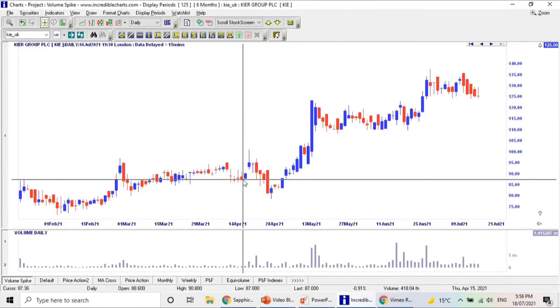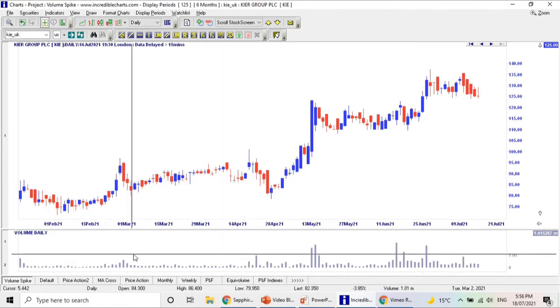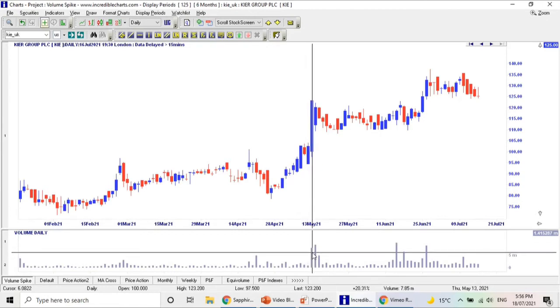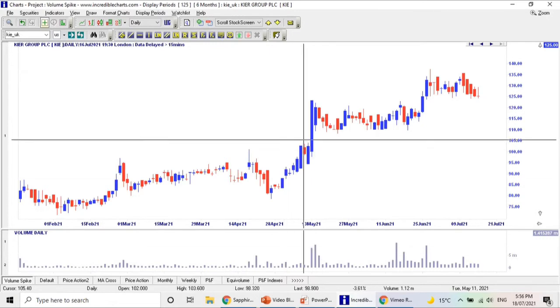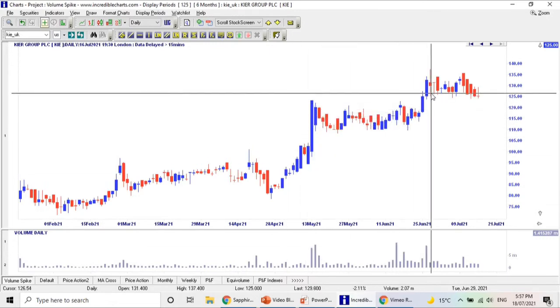So here is another interesting chart where the volume has generally been trading very low. Then all of a sudden there is a spike in the volume, and after the spike, two consecutive days of spike, the stock traded sideways for a couple of days and then moved up.